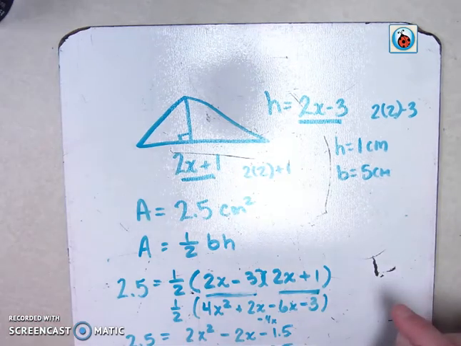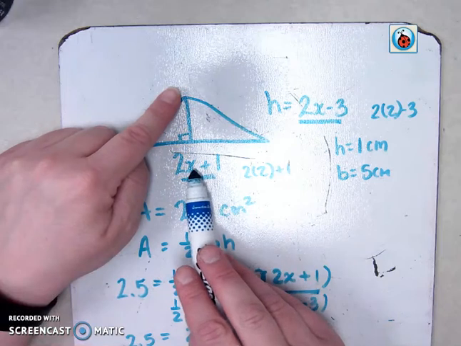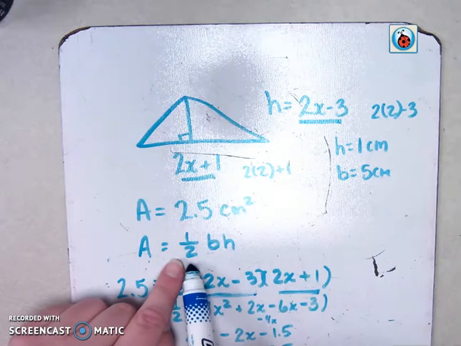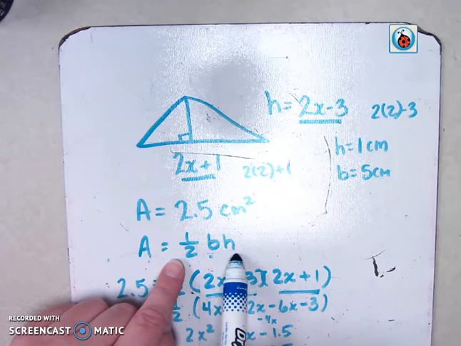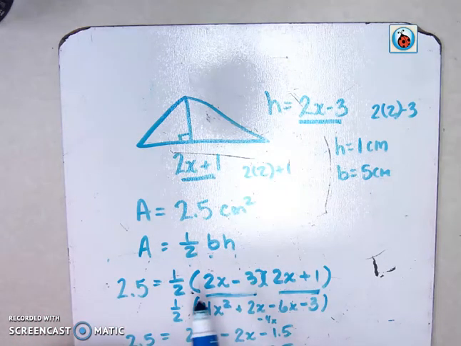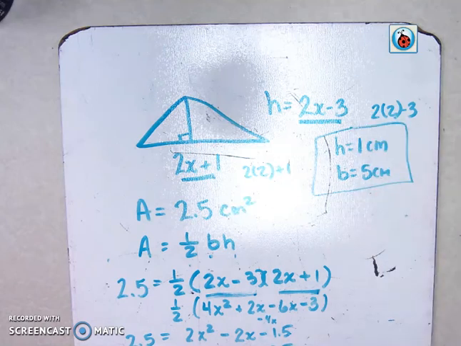And so now I can check. If my base was 5 and the height was 1, and I did 1/2 times the base times the height, I would get 2.5. So yay, I have the right answer. So that is how you set up and solve a polynomial equation.